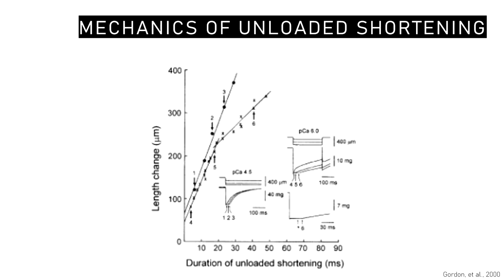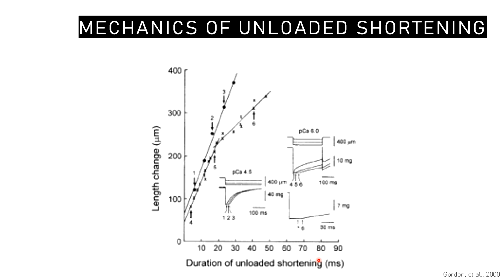There is a relationship between the unloaded shortening on the x-axis and the shortening duration with length of change, which is shown here on the y-axis, under varying calcium levels, and this is shown right here on this graph. The length of change in micrometers is plotted against the shortening duration in milliseconds.